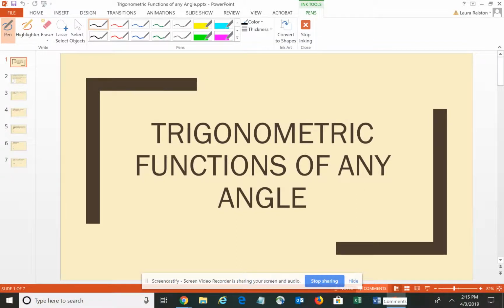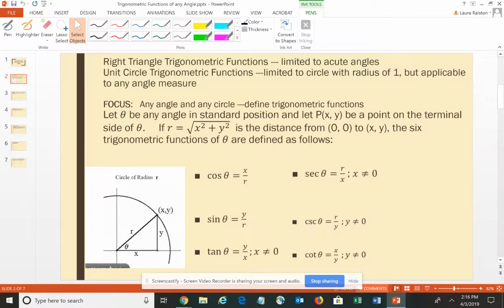In this particular video, we're going to talk about the trigonometric functions for any angle and any size circle. We have previously talked about the trigonometric functions and defined them in terms of a right triangle, but with a right triangle, we're limited to acute angles. We then also looked at the trigonometric functions as they relate to the unit circle. In that case, we became able to apply the definitions or the functions to any angle measure, but we're limited to a circle with a radius of 1.